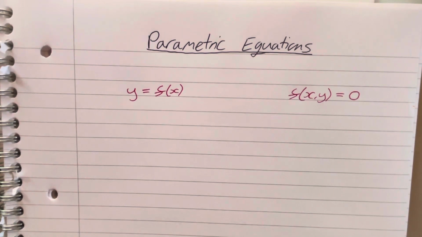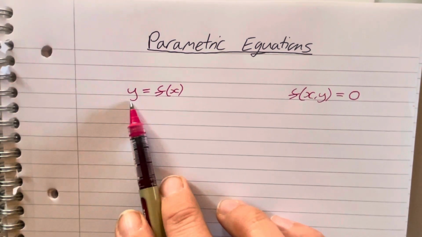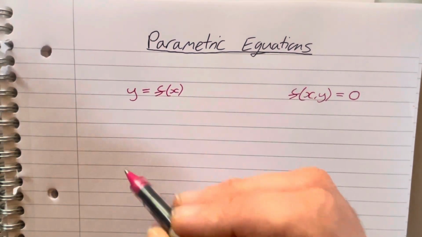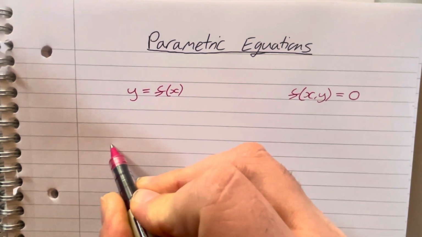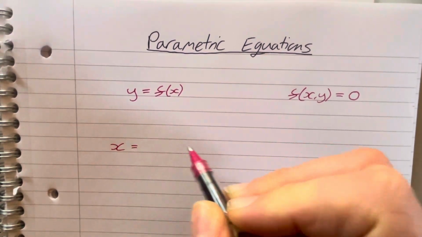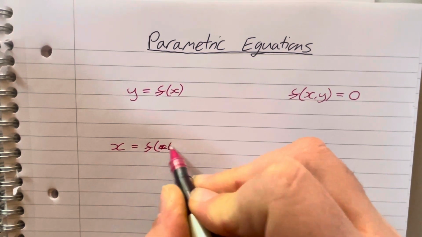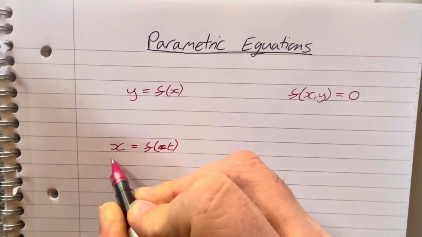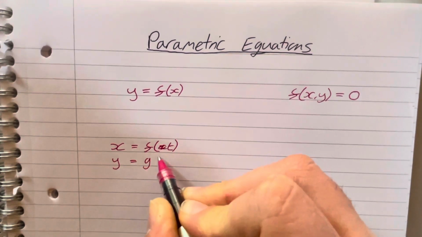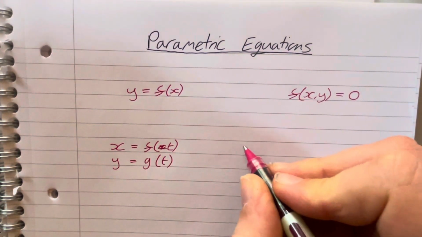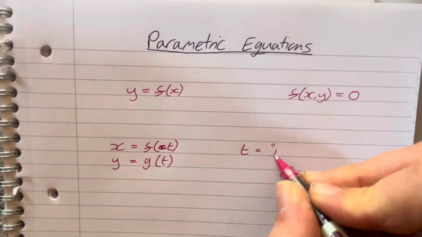Today we're looking at parametric equations, which is yet another way to describe a curve in the xy plane, except instead of having one equation in two unknowns, we're going to have two equations in three unknowns. So a typical parametric equation setup will look like this. x is a function of t, and y is a different function of t, and t is what we call a parameter.